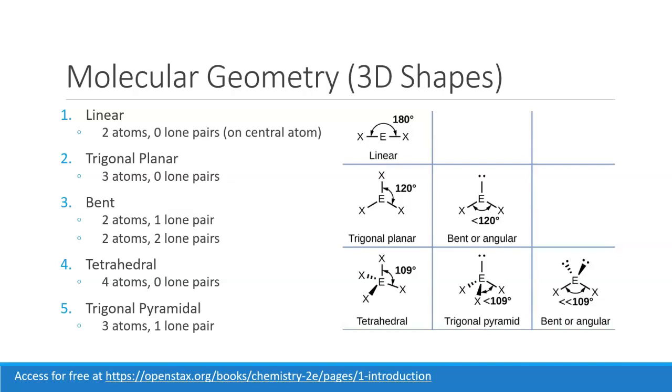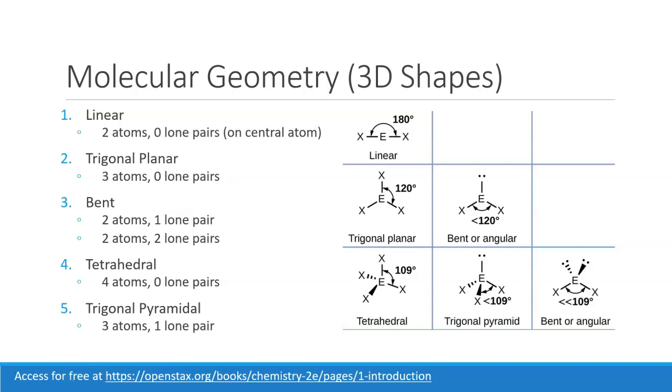And you'll be given this list of linear, trigonal planar, bent, tetrahedral, and trigonal pyramidal, but you will not be given the number of atoms or lone pairs attached to each. So it may be good to go and create some flashcards based on your molecular geometries. Okay, so there are 5 that we're going to learn.